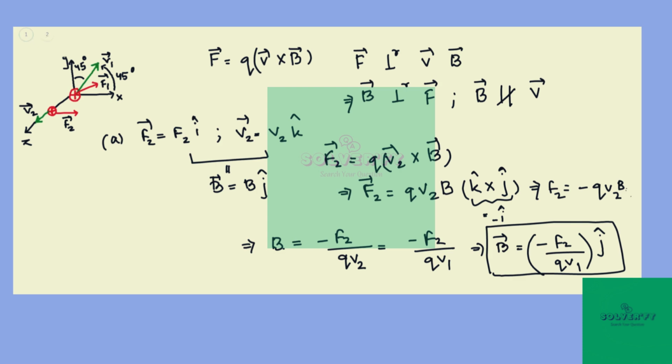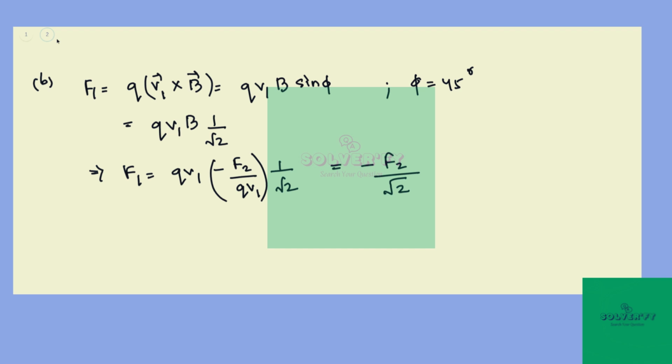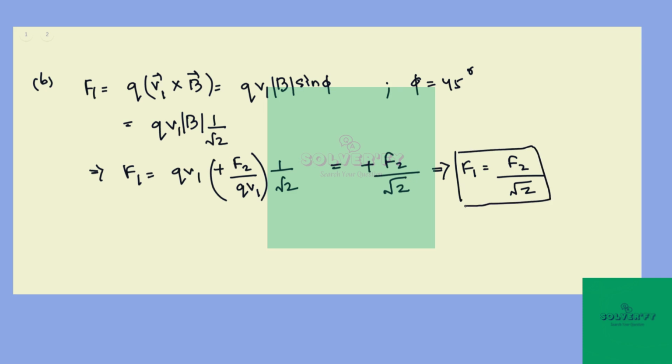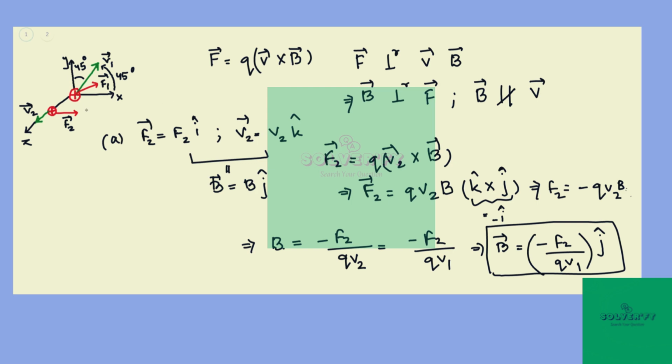Now, one particular thing to consider over here is that while we are taking the magnitude, the magnitude should always be taken to be positive. And so this becomes plus here. That means F1 is equal to F2 over root 2, and this points in the direction as shown here.